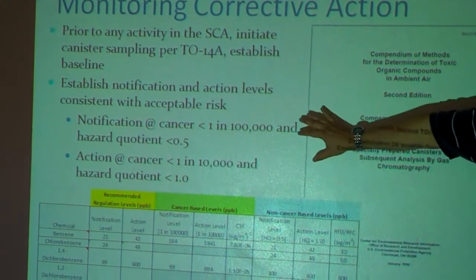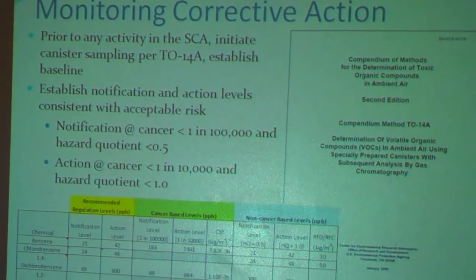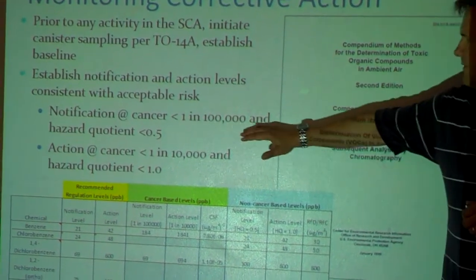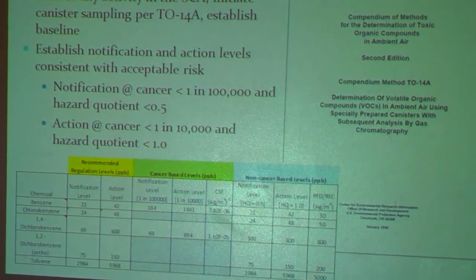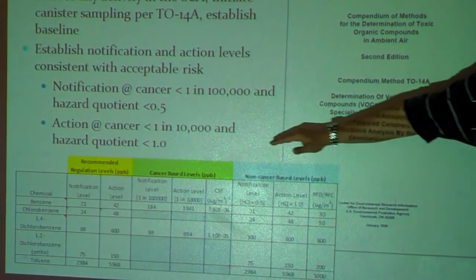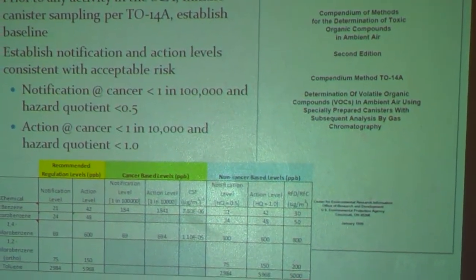We feel the Department of Health should reestablish lower notification and action levels to bring the overall risk to the community down. We're suggesting that notification levels should lie in the middle of the acceptable range, 1 in 100,000 for cancer, hazard quotients around 0.5, and an action level should be established that's equivalent to 1 in 10,000 risk of cancer and a hazard quotient of 1.